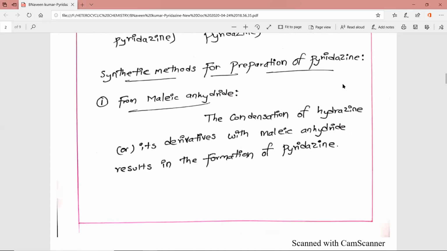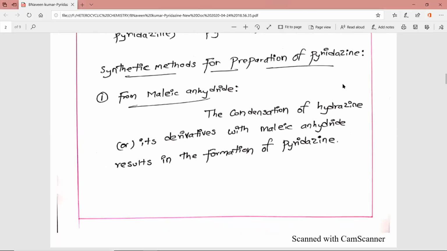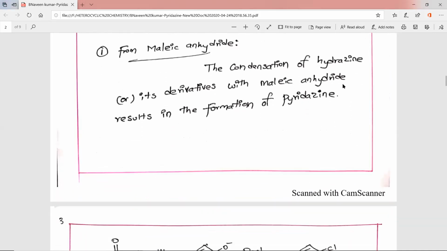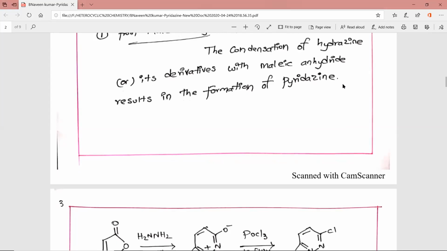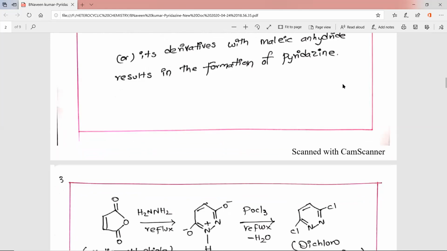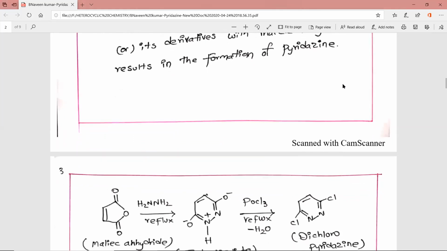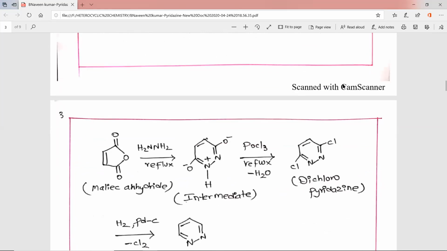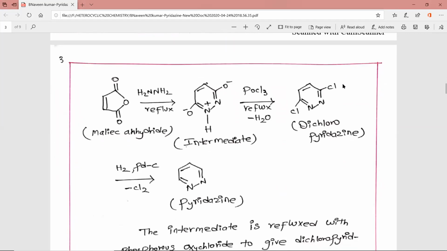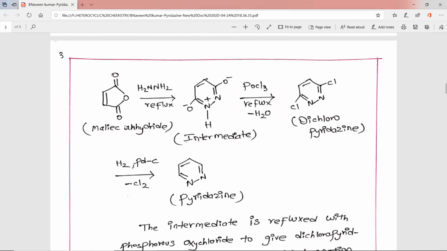So condensation of hydrazine or its derivatives with maleic anhydride results in the formation of pyridazine. So hydrazine condenses with maleic anhydride. This is maleic anhydride reacting with hydrazine, resulting in the formation of an intermediate.